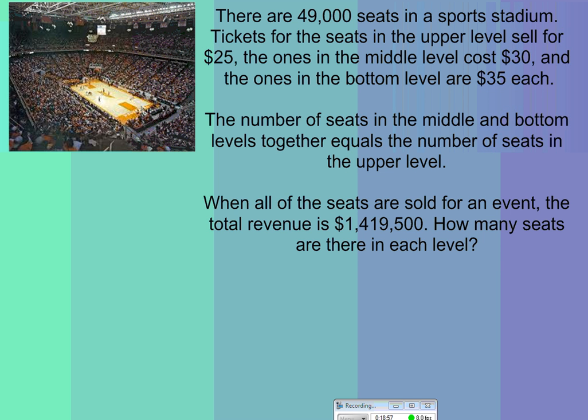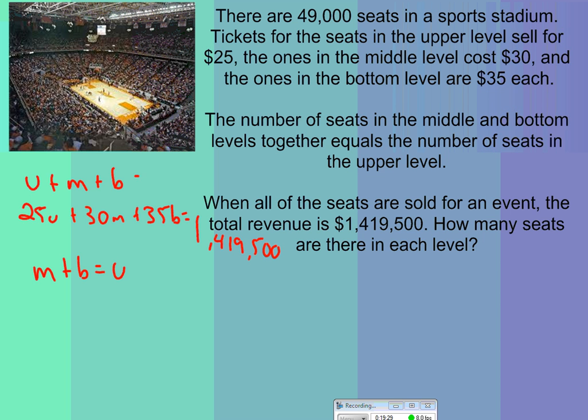So if we go 25U for upper level, 30M for middle level, and 35B for bottom level, I get 1,419,500. All right, all three of them, then I'm going to say the middle and bottom equal the seats of the upper level. What else did they tell me? The original one was U plus M plus B equals 49,000. So I've got three kind of situations to work with here. M plus B equals U.